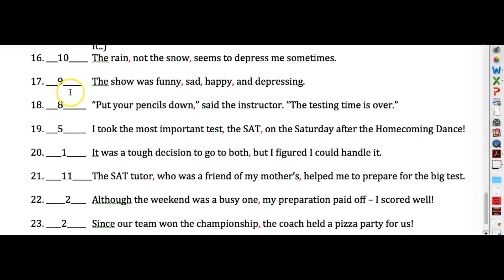Number 17 is a series. We have an adjective series here, so we need 3 commas. Number 18 is a quoting rule, so we want our comma after the word down. Number 19 is an appositive, so you can see the appositive is the SAT, and we want to set that off with commas. Number 20 is a compound sentence. We'll see independent clause, comma, conjunction, independent clause.